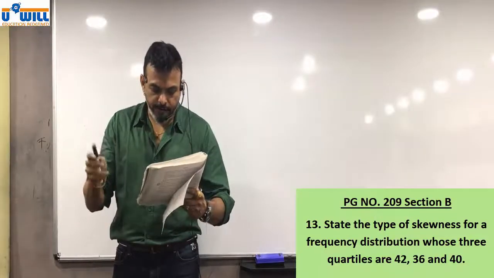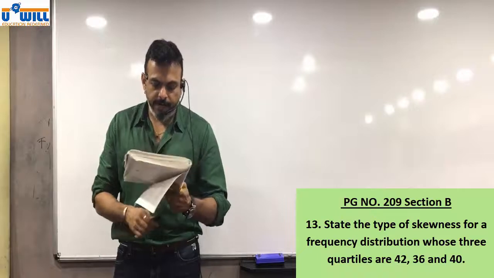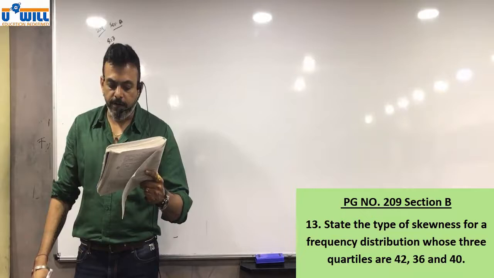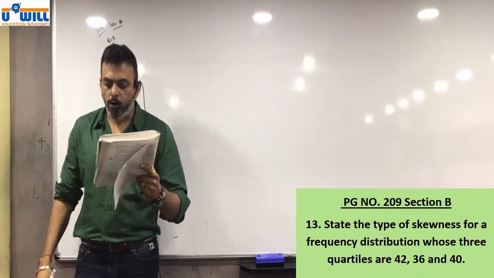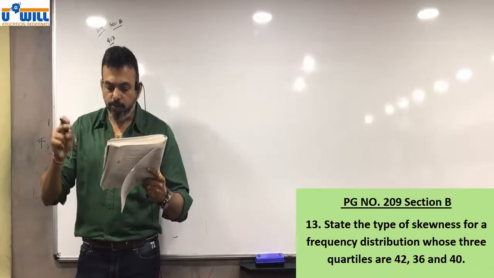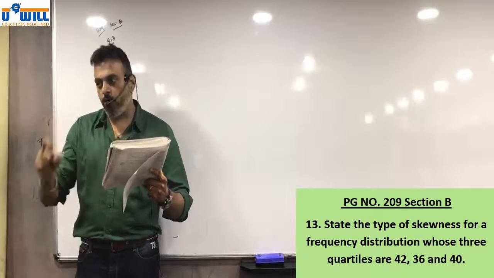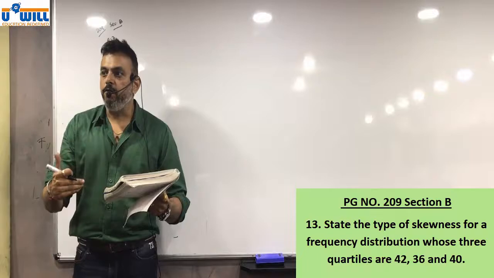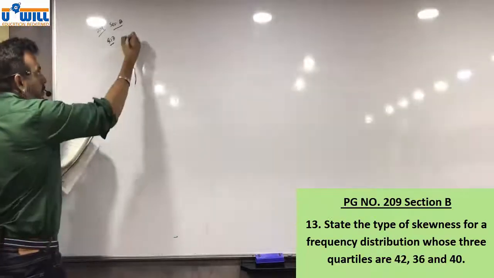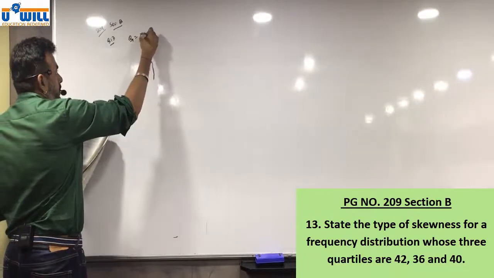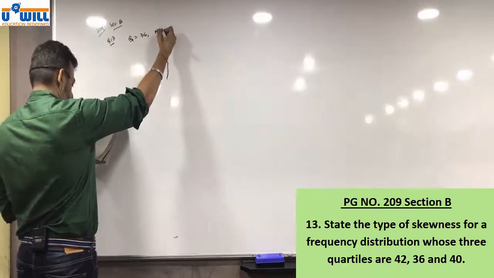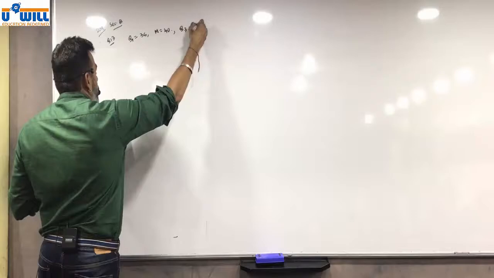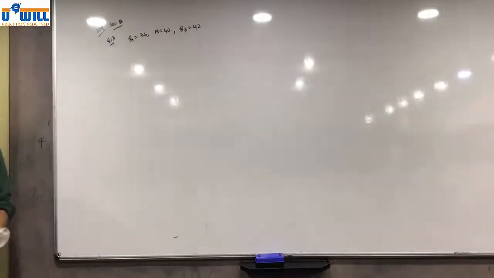Page number 209. Question number 13, section B. State the type of skewness for frequency distribution whose three quartiles are 42, 36 and 40. Now tell me what is Q1? The lowest one is Q1. So write down Q1 is equal to 36. What is median? 40. And what is Q3? 42. Can you find out the skewness?